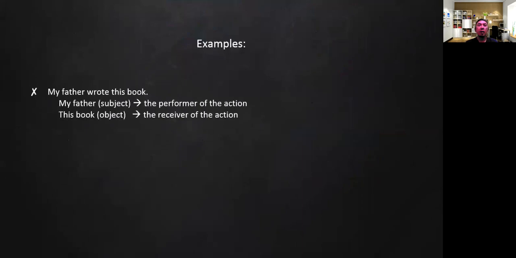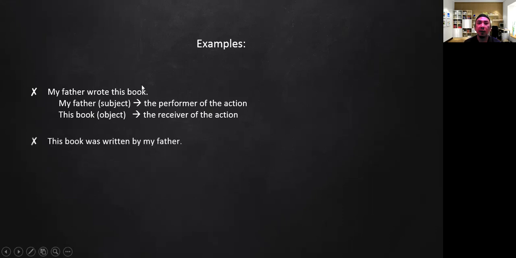Now, this is the first example. In an active sentence, you have a sentence like this: My father wrote this book. My father is the subject. Wrote is the action. This book is the object. The object here is the receiver of the action, right? The book is the receiver of the action. What action is it? The writing action. My father, the subject, is the performer of the action. This is an active sentence.